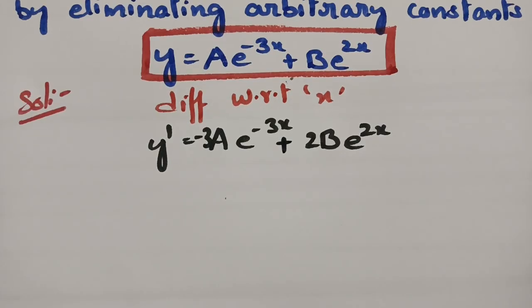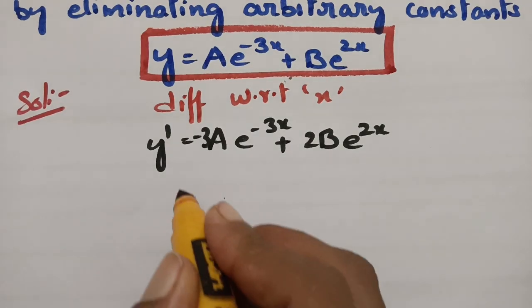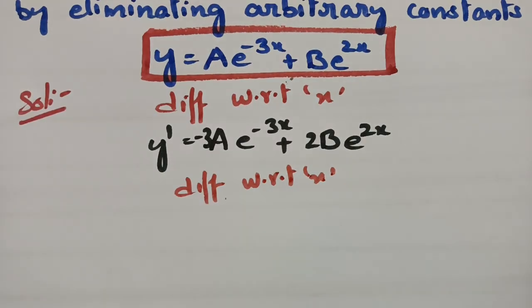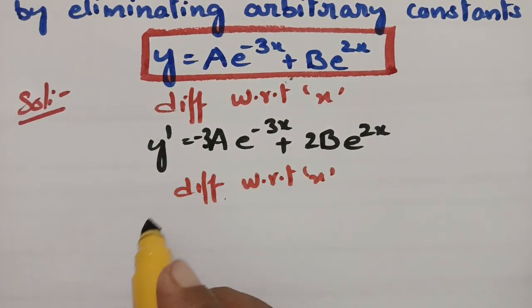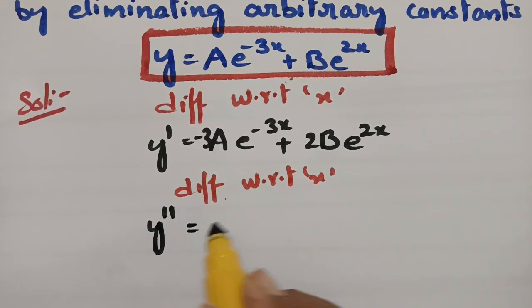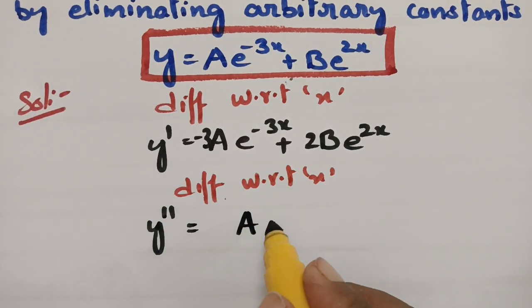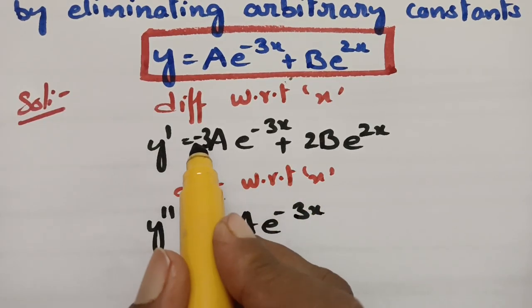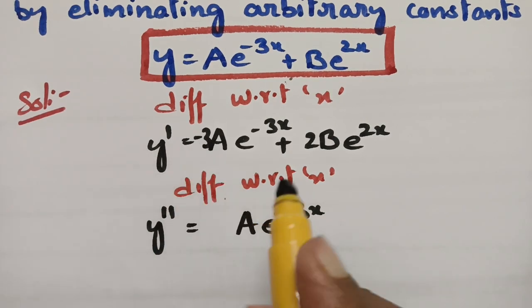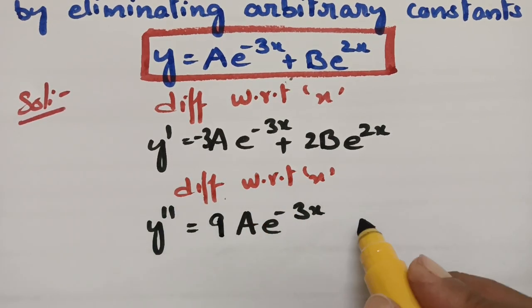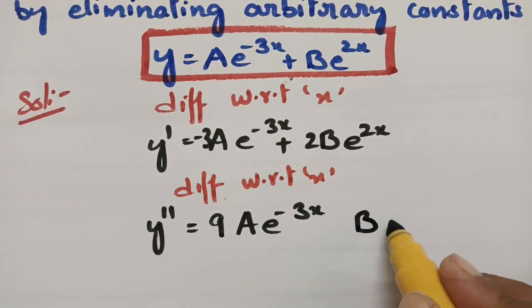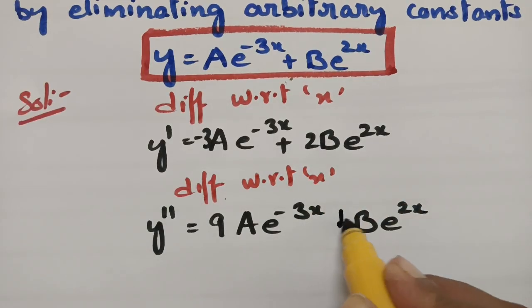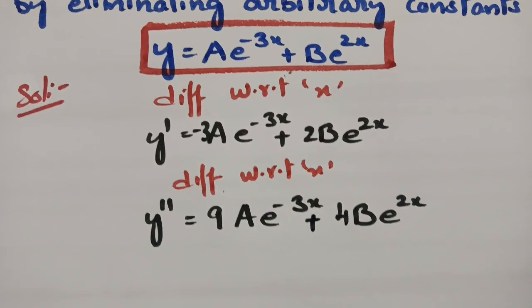Next, we have to make a derivative again, so differentiate with respect to x a second time, as there are two constants. For y dash, we get y double dash. As usual this is a, and for e power minus 3x the derivative is minus 3 times e power minus 3x. In front there is minus 3 and this is minus 3, so here is a plus 9. And b into e power 2x gives e power 2x, and for x it is 2, so 2 times 2 gives 4. So this is the second equation.